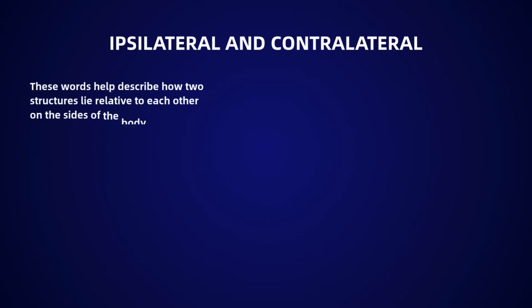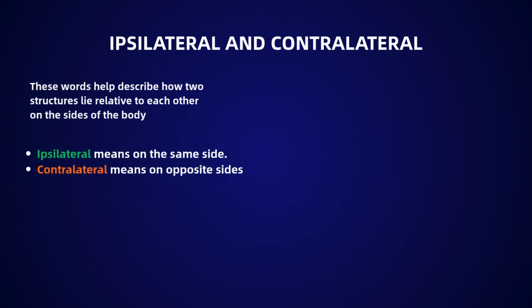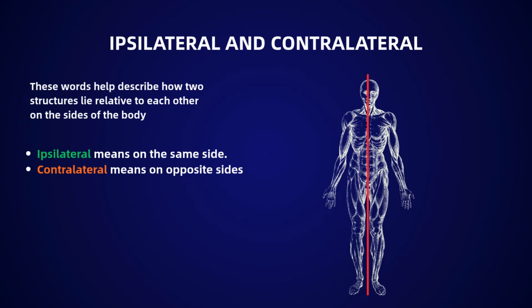Now let's talk about the terms ipsilateral and contralateral. These words help describe how two structures lie related to each other on the sides of the body. Ipsilateral means on the same side. Contralateral means on the opposite side. Example, the right arm and the right leg are ipsilateral because they are on the same side. The right arm and the left leg are contralateral. Both are in different directions, different sides.